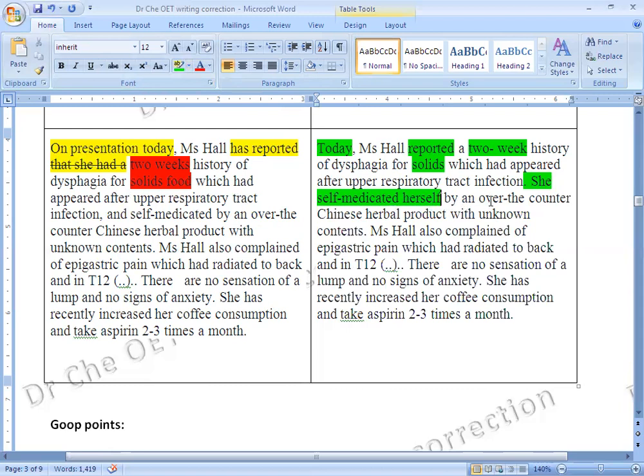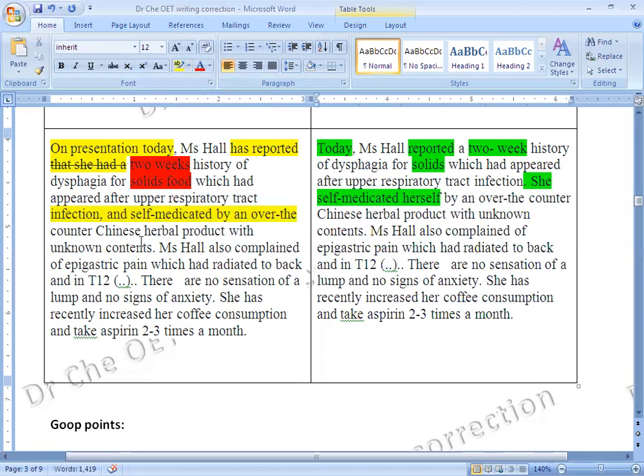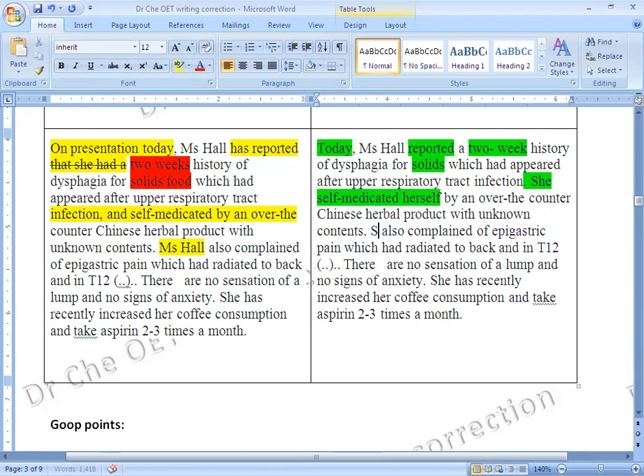She medicated herself by an over-the-counter Chinese herbal product with unknown contents. Here we can use this as yellow, so that we can divide it into two sentences. Does not look good. Should we use the name again? We have already used it in the same paragraph. We should use she. We should use pronouns.